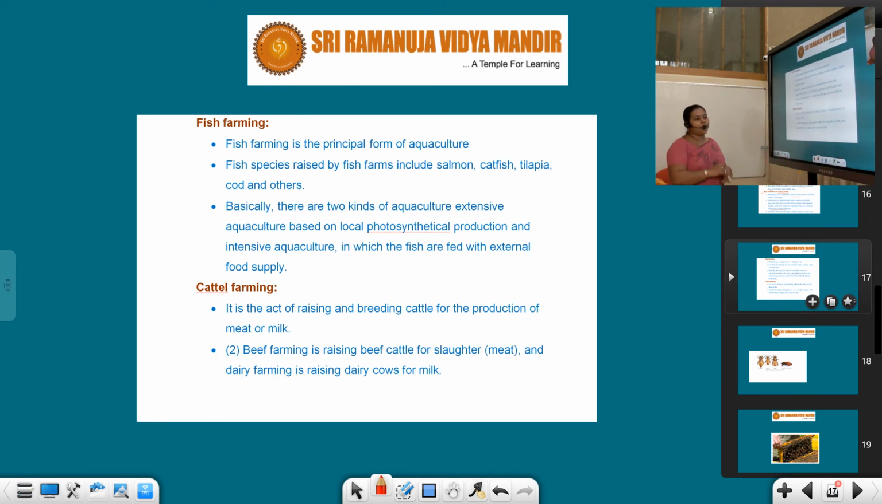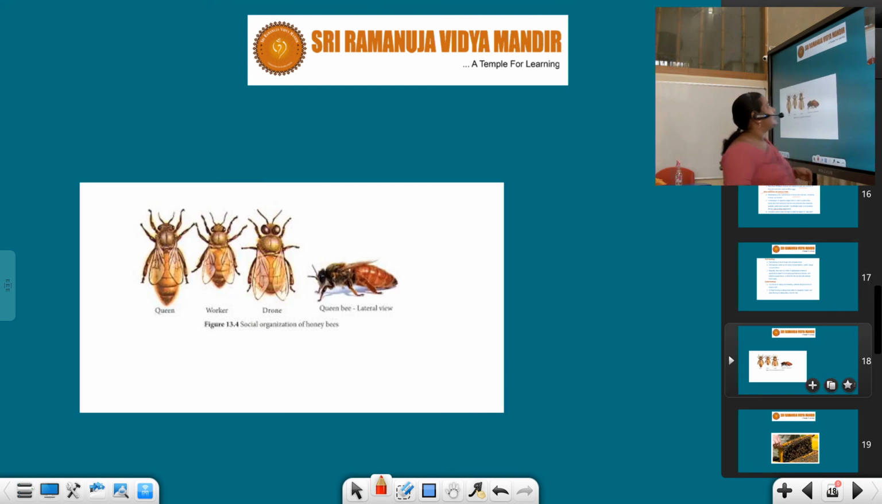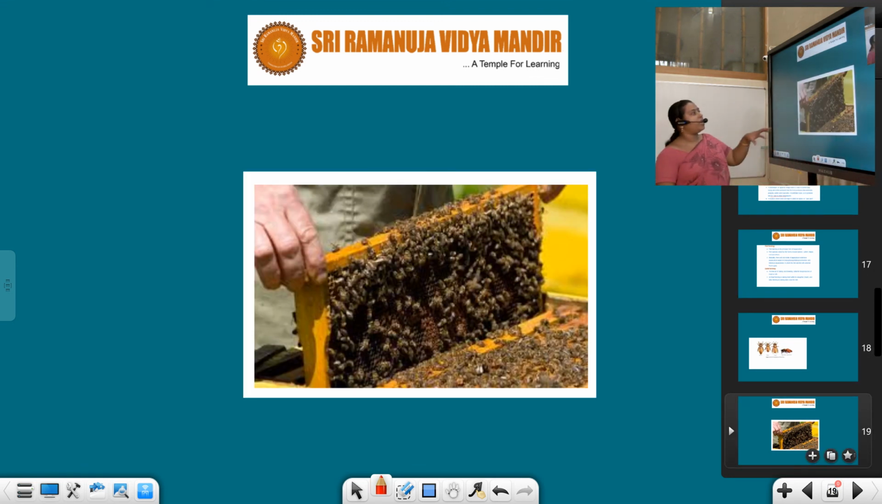Next, fish farming. I'll show the pictures I have collected. See, this picture is showing honeybees, and the next slide shows the picture of the beehive. So people are going for apiculture, where they attract the bees to form beehives artificially just to collect the honey from them. This honey is one of the essential factors, mostly used in the preparation of medicines.